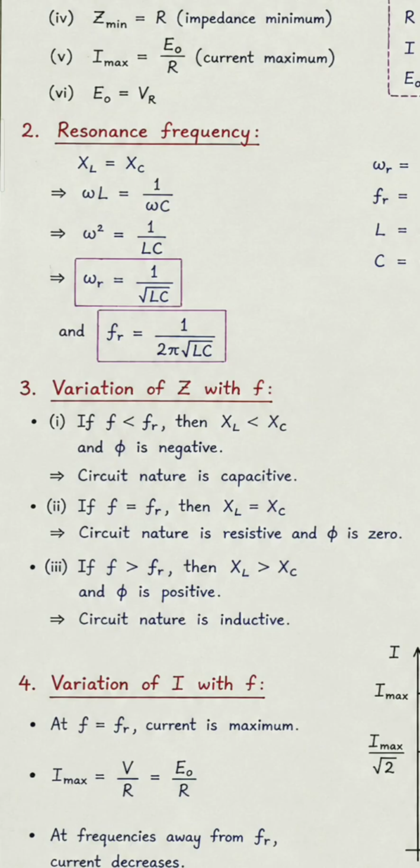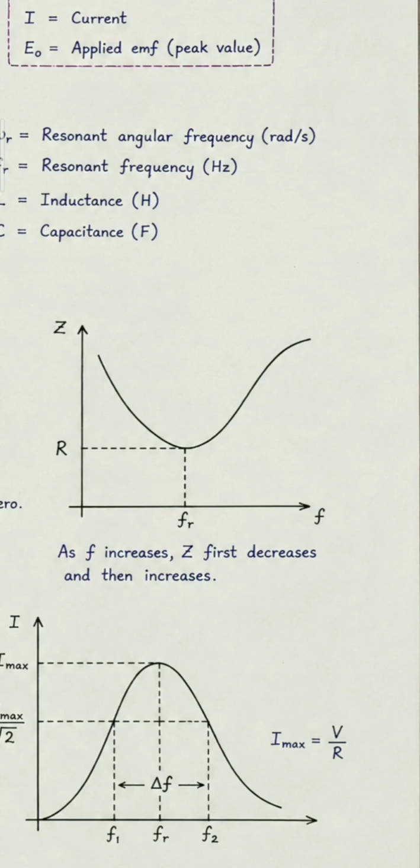Variation of Z with frequency. If f is less than fr, then XL is less than XC, and φ is negative. Circuit nature is capacitive. If f = fr, then XL = XC, circuit nature is resistive, and φ is 0. If f is greater than fr, then XL is greater than XC, and φ is positive. Circuit nature is inductive. And in the graph, as f increases, Z first decreases and then increases.